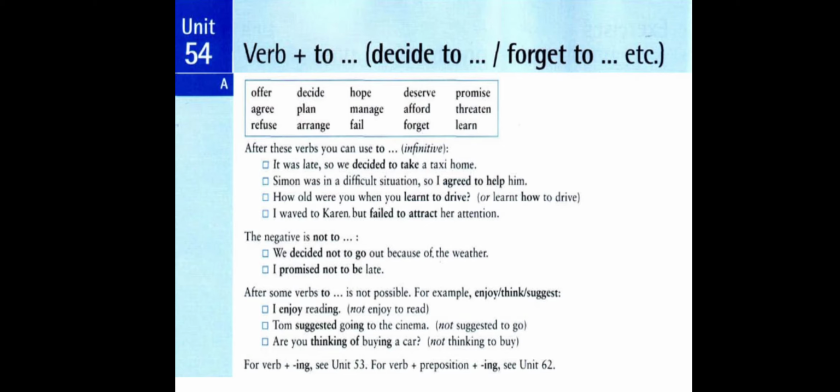Example number 2, Tom suggested going to the cinema. After the verb suggested, we have verb plus ing, going. We don't say Tom suggested to go. It is incorrect. Are you thinking of buying a car? Here it is a question, and are you thinking of? We have here thinking of, and we have preposition of, and of is followed by verb plus ing, buying. We don't say are you thinking to buy.